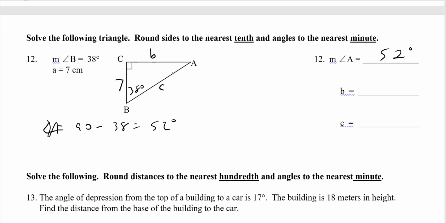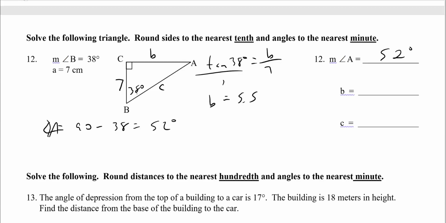So if I want to find b first, you've got to use tangent, because tangent is opposite over adjacent. Okay, so we're going to say tangent of 38 degrees equals opposite over adjacent. So we cross multiply, b is equal to 7 tangent of 38, and that gives us 5.5.